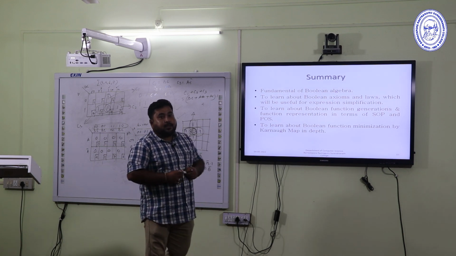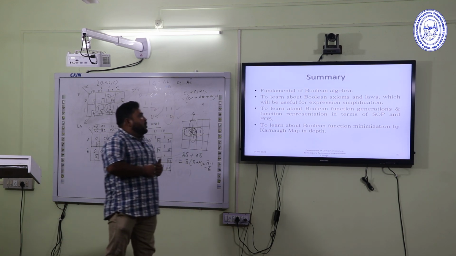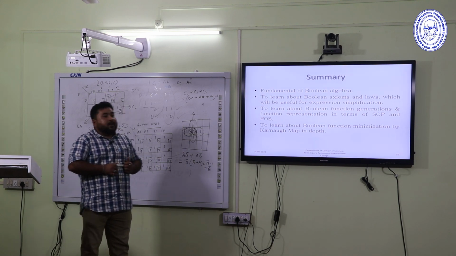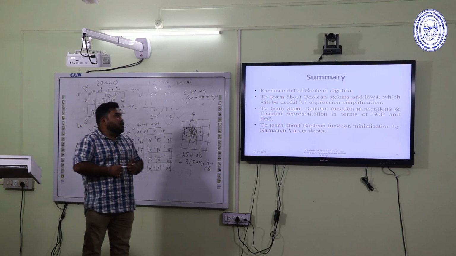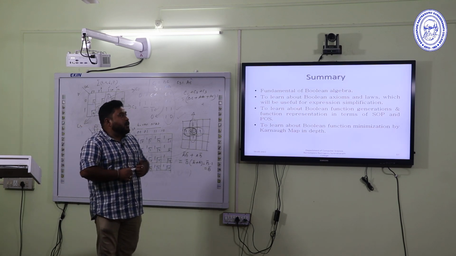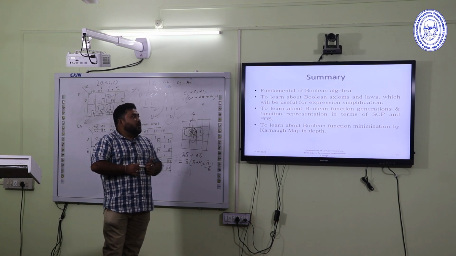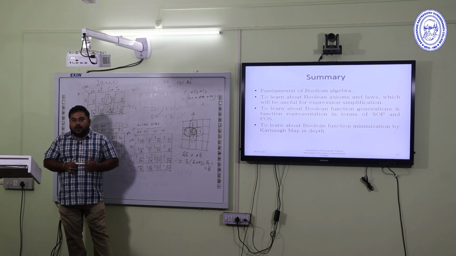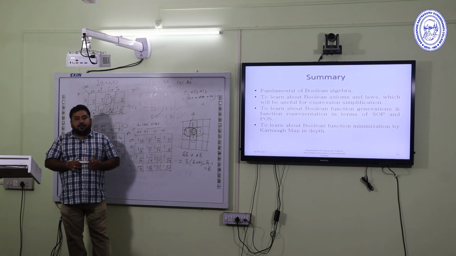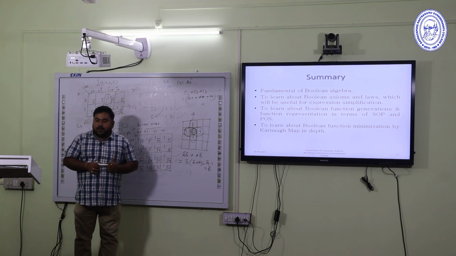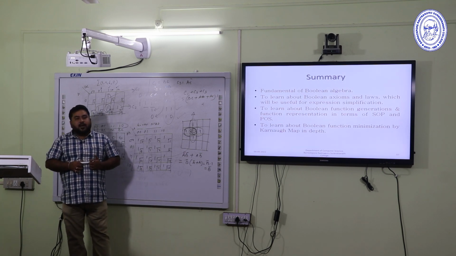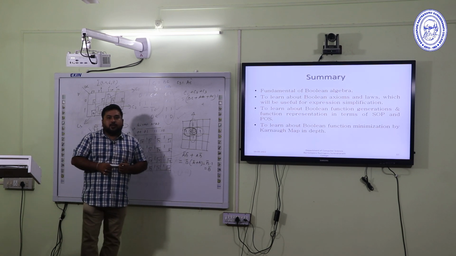And this is the summary of today's lecture. So now we can conclude that today I have taught the fundamental concepts of Boolean algebra, to learn about Boolean axioms and laws which will be useful for expression simplification, to learn about Boolean function generations and function representations in terms of SOP and POS, and last of all to learn about the Boolean function minimization by using Karnaugh map. So thank you to everyone.